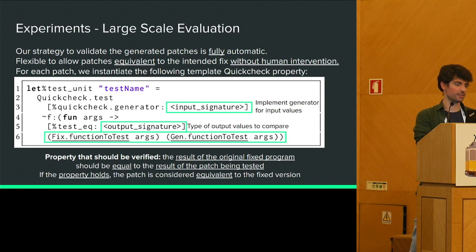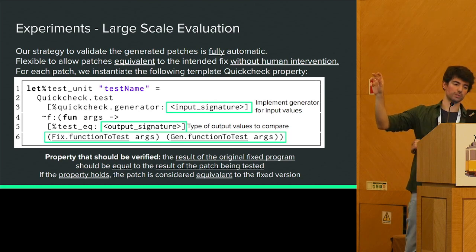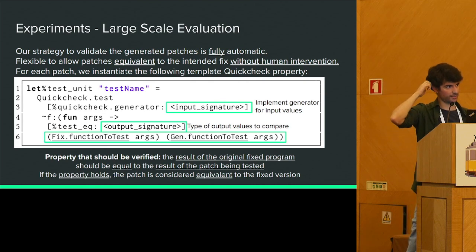And it is flexible to allow patches that are equivalent to the intended fix without any human intervention. So for each patch, we instantiate the following template quick check property. We provide the input signature of the function to implement for quick check to implement the appropriate generator, the default value of 10,000 inputs.